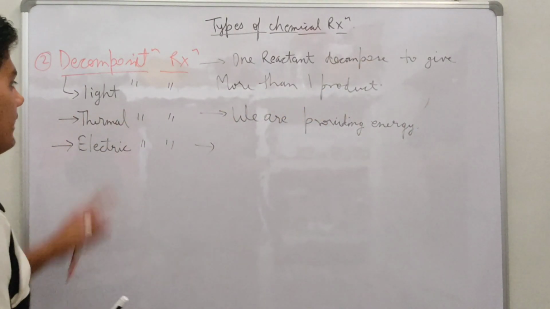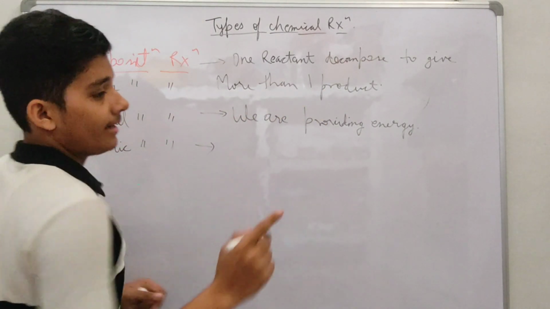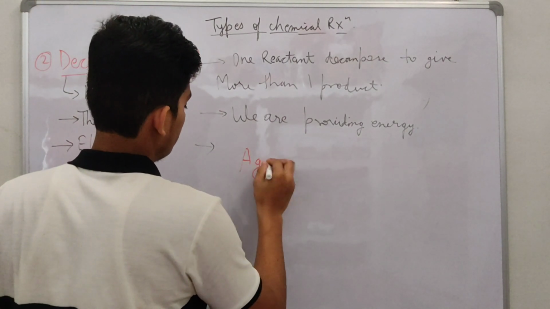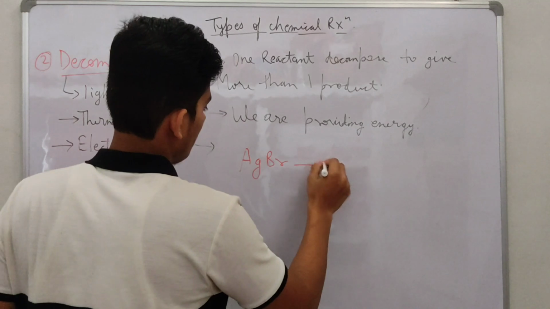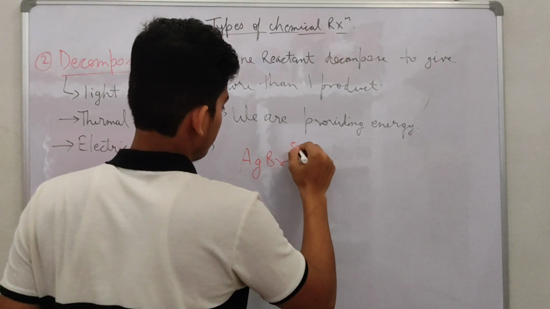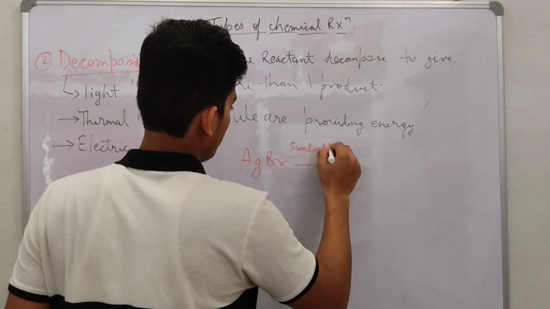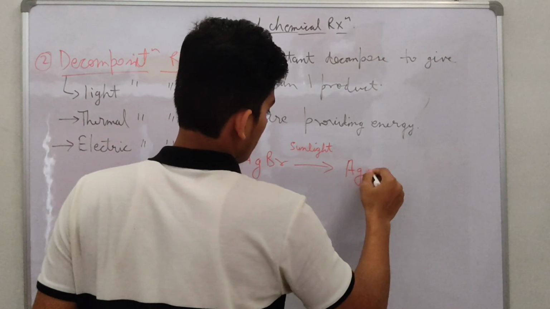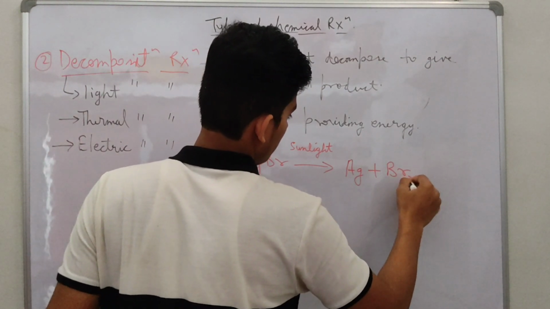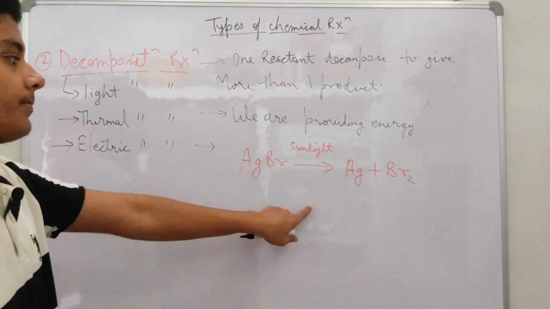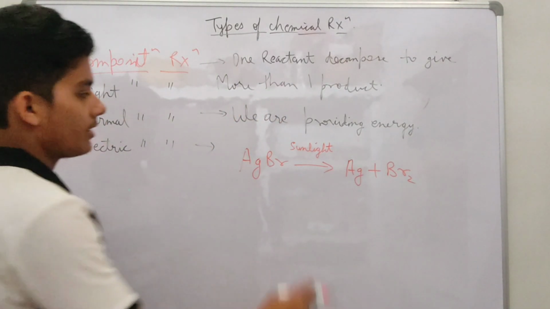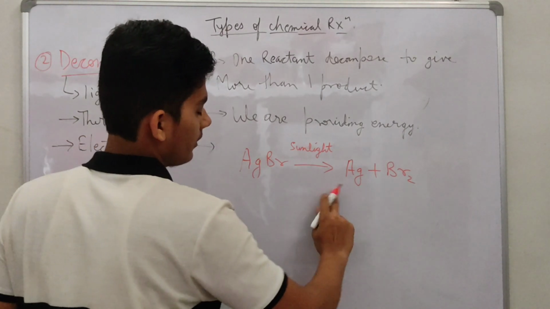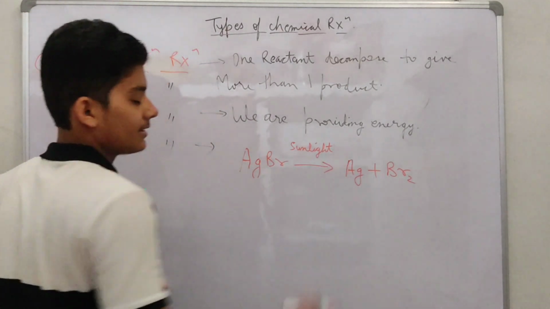Now I am going to discuss about light decomposition reaction. लाइट डिकम्पोजिशन रिएक्शन में एक क्लास का एग्जांपल है AgBr on giving sunlight. It gives Ag and Br2. This is a sunlight decomposition reaction. Here you can clearly see that AgBr is a single reactant which converts into two products on giving sunlight.